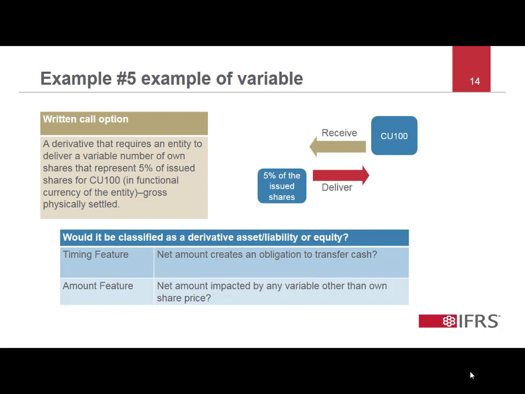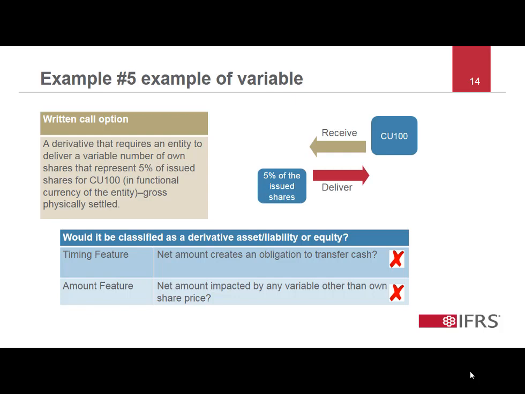Let's ask two questions. One, whether the net amount creates an obligation to transfer cash. The answer is no, because the contract is settled on a gross basis. The entity delivers shares. Two, whether the net amount is affected by any independent variable. The answer is no. The other leg does not introduce a variable that affects the net amount because it is a fixed amount of cash in the entity's functional currency.